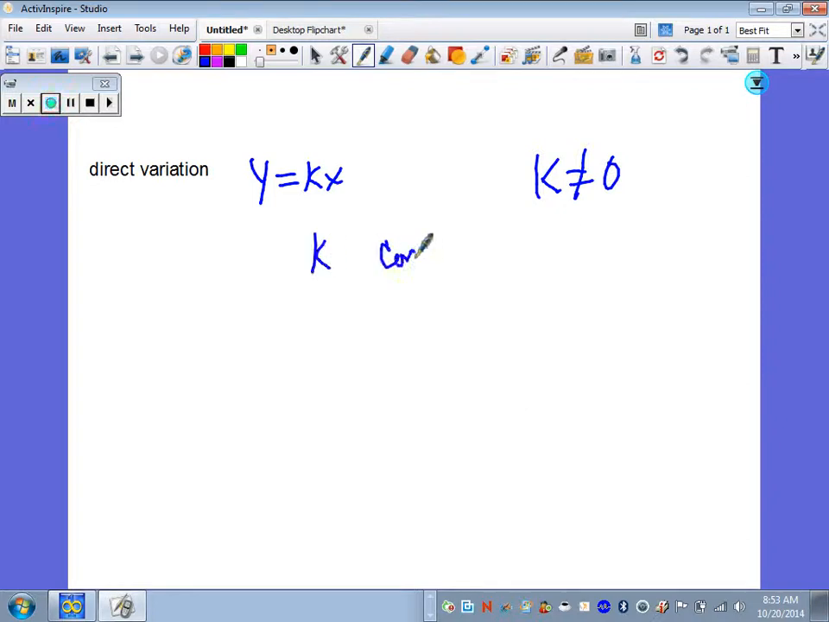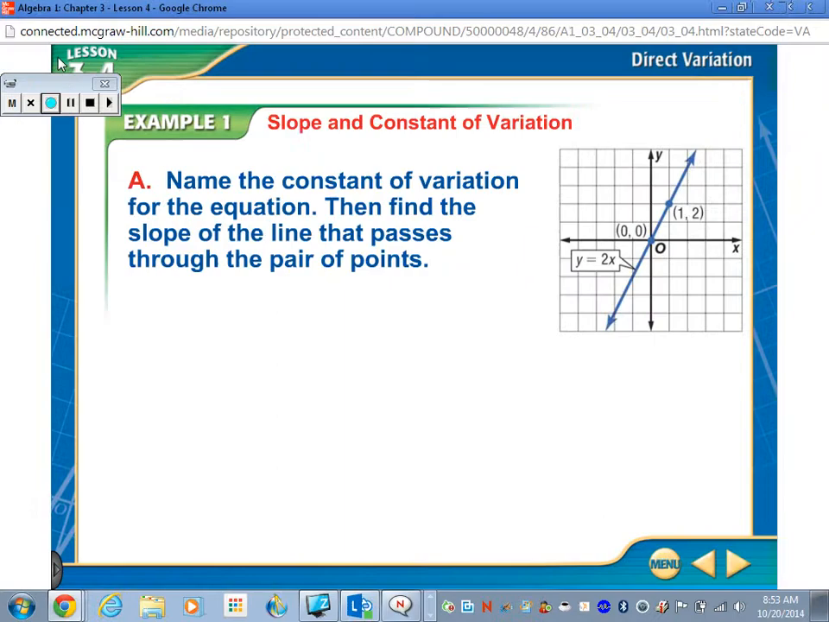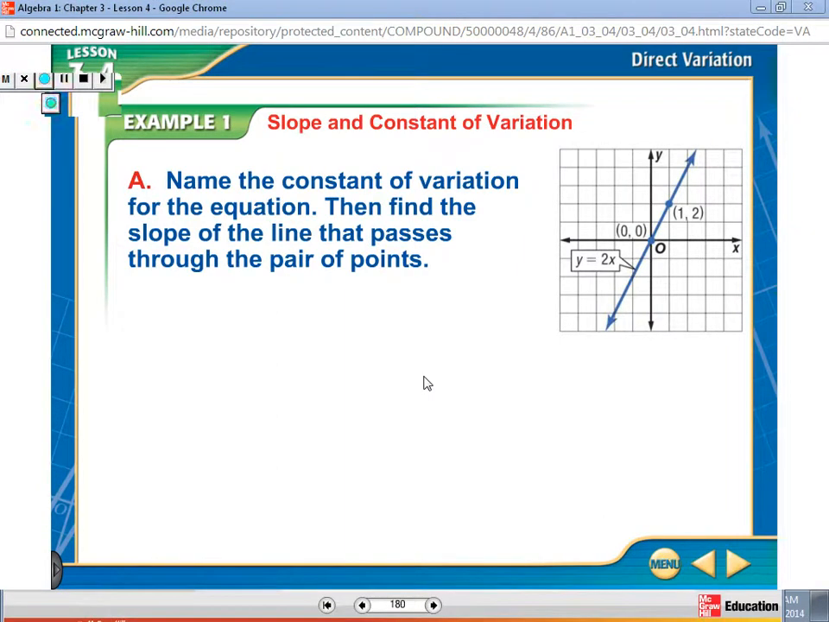I'm going to show you how to graph these equations, how to write these equations, and how to get different information just from these equations. The first thing we want to do is go back to our desktop. Our first example is they give you a graph. So the first thing we're going to do is tell from a graph. They ask you to name the constant of variation for the equation, and then to find the slope of the line that passes through the points.